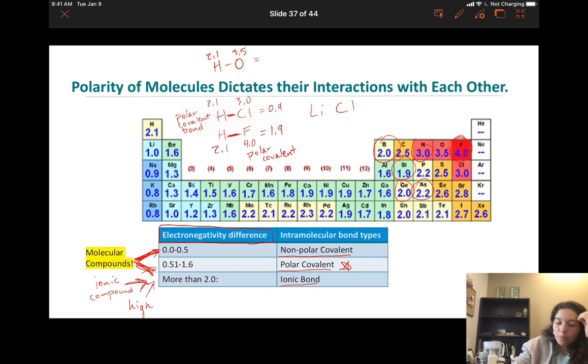So your difference here is 1.4. So even though it's polar covalent, it's very close to being ionic.